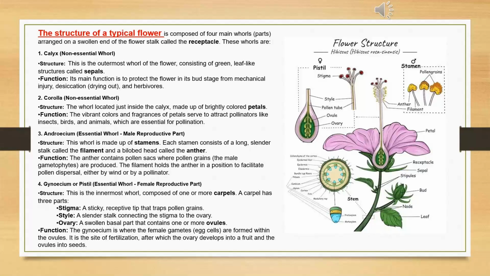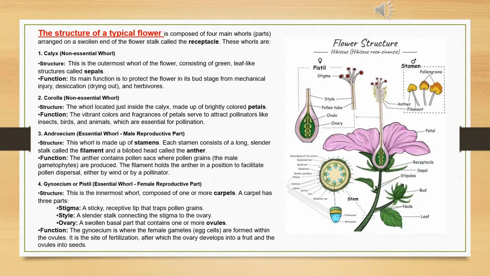The structure of this part is the whorl located just inside the calyx, made up of brightly colored petals. Now, what is the function? The vibrant colors and fragrances of petals serve to attract pollinators like insects, birds, and animals, which are essential for pollination.